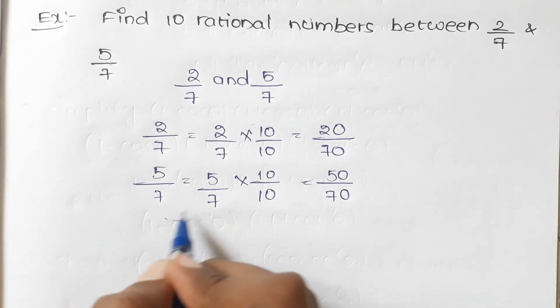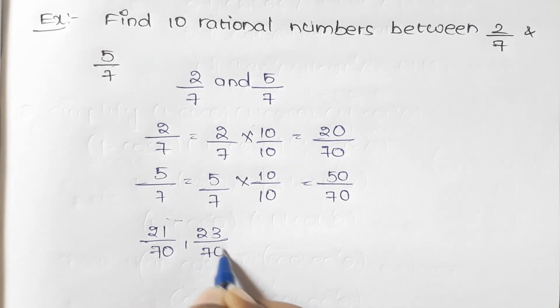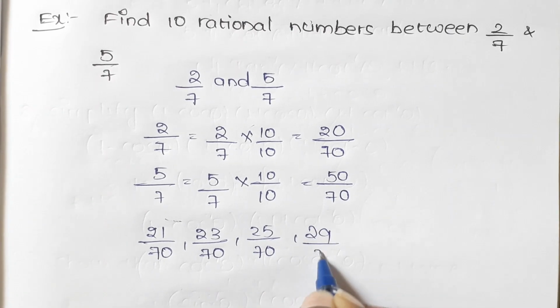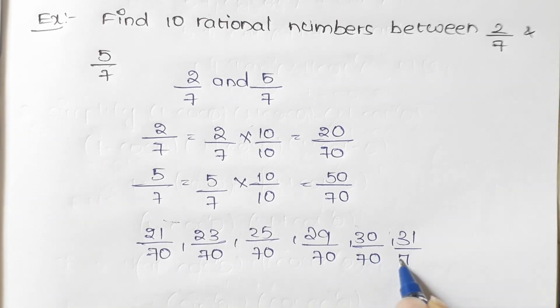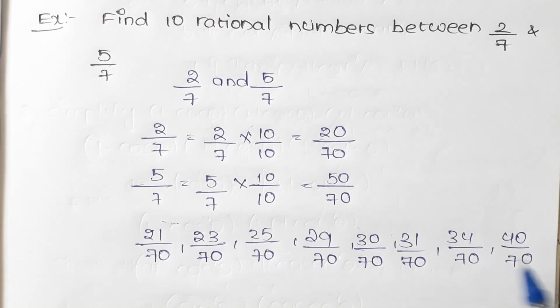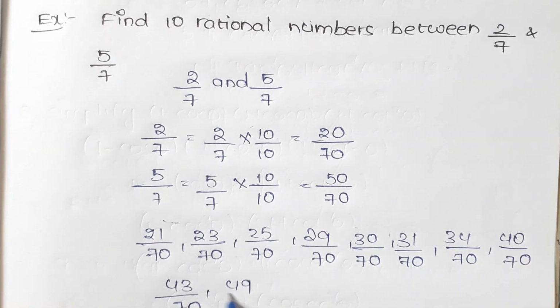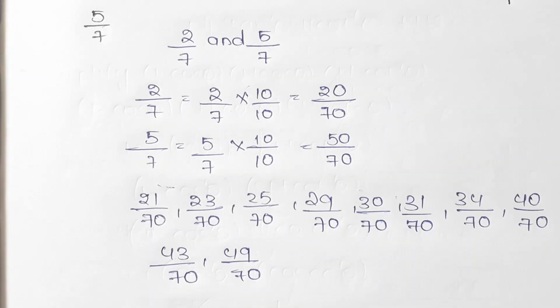In between them, you can write 21 by 70, 23 by 70, 25 by 70, 29 by 70, 30 by 70, 31 by 70, 34 by 70, 40 by 70, 43 by 70 and finally 49 by 70. These are the 10 rational numbers between 2 by 7 and 5 by 7. And now let us see another example.